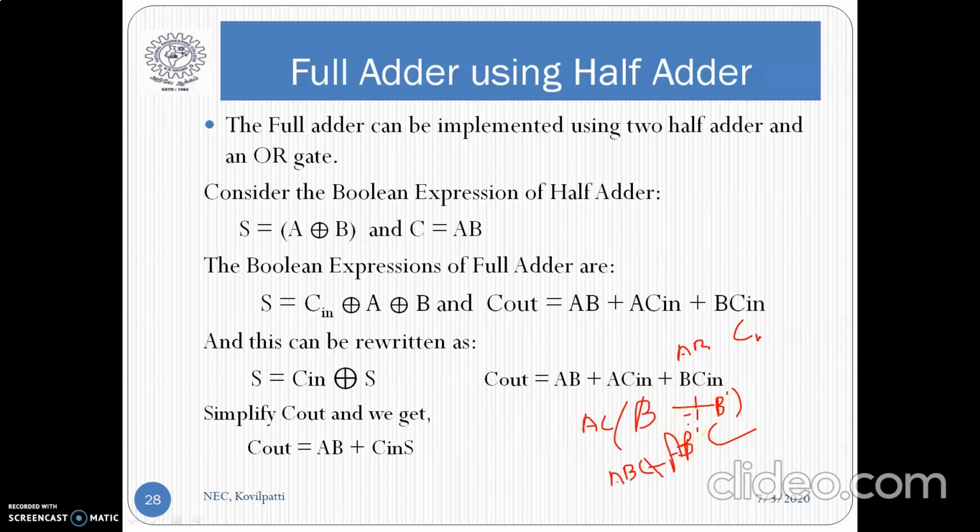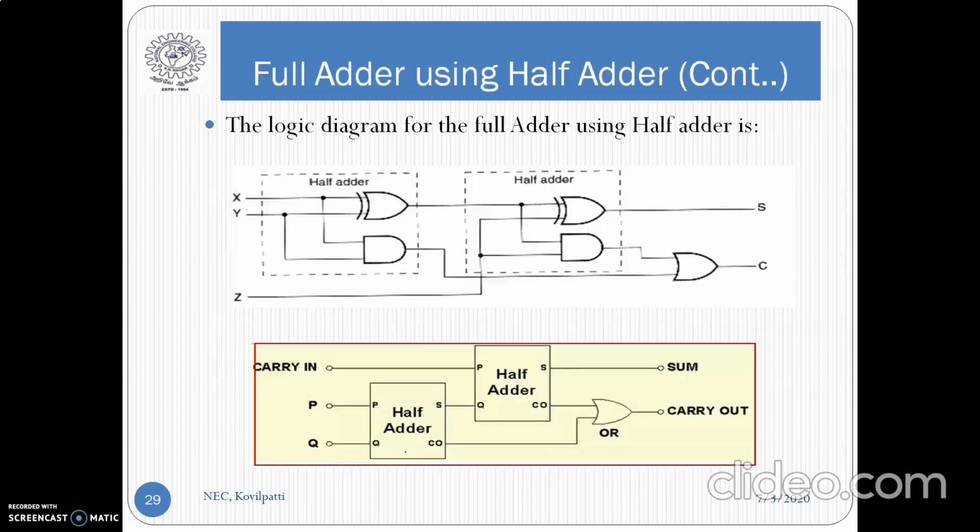A exclusive or B is nothing but S. So that we have to substitute here. So Cout is equal to AB plus Cin S. Yes. So with this information, we have to convert the full adder circuit using 2 half adder implementation. So this is the first half adder and this is the second half adder.